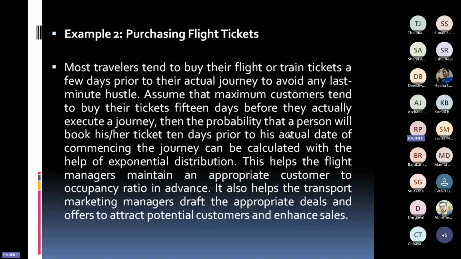When you are booking a ticket to go to some place, if you are purchasing one month before, the price of that particular ticket will be less compared to purchasing a day before, right? So how much amount are they reducing? How much amount can be fixed before this much time? In that case also we apply the exponential distribution.